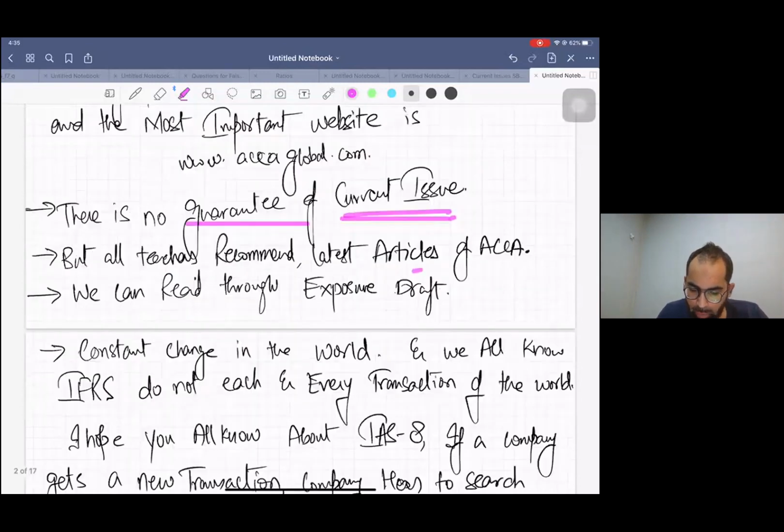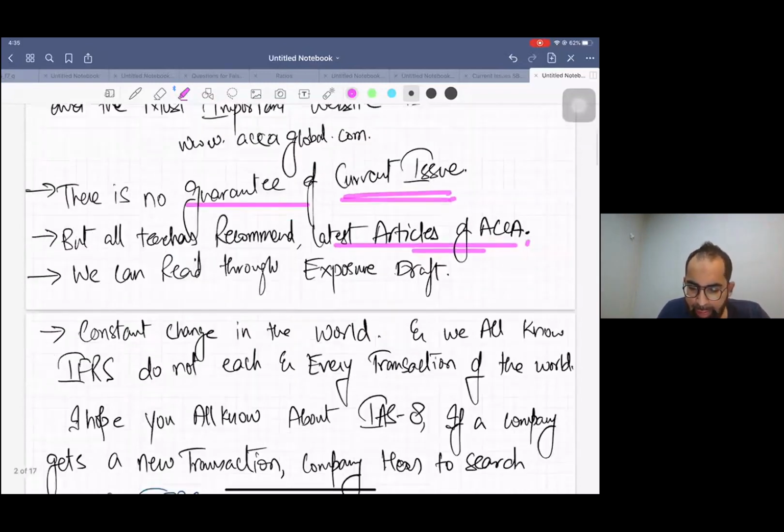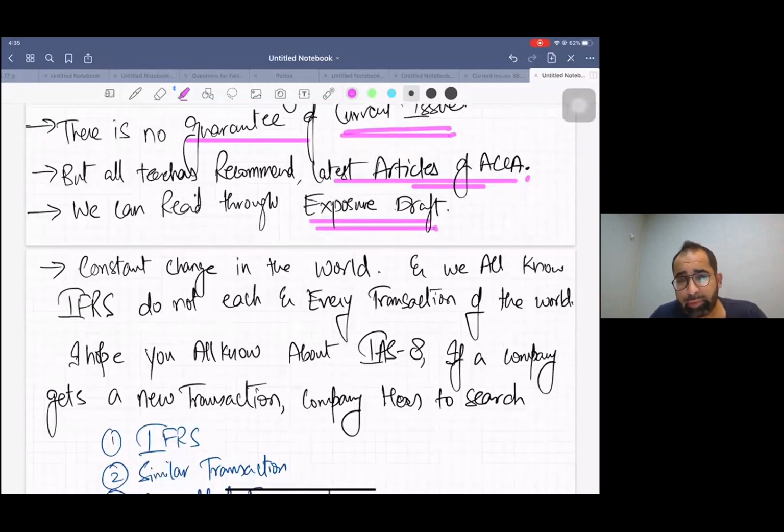I've already told you about the latest articles and exposure draft. But if you go to the websites of the Big Four and study exposure drafts, it takes a lot of time. So if you have time, go do that. I don't really recommend it.